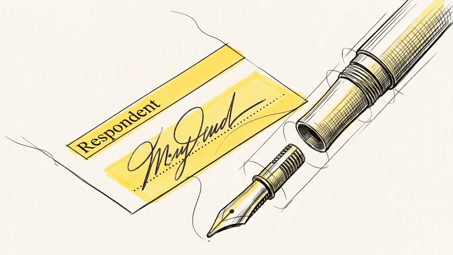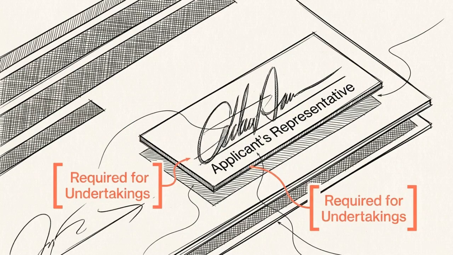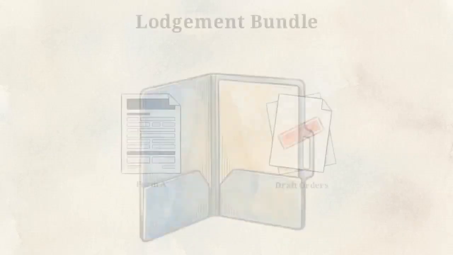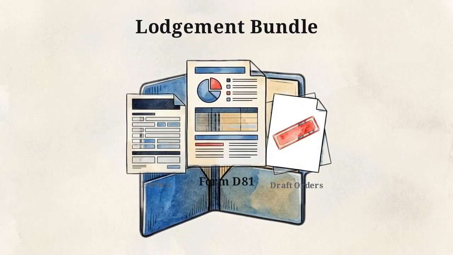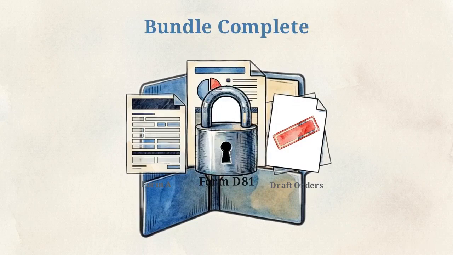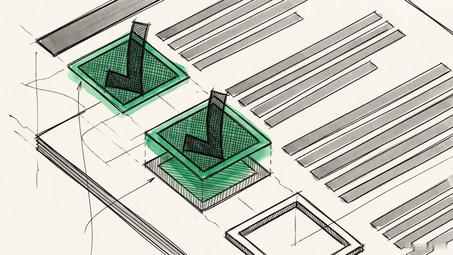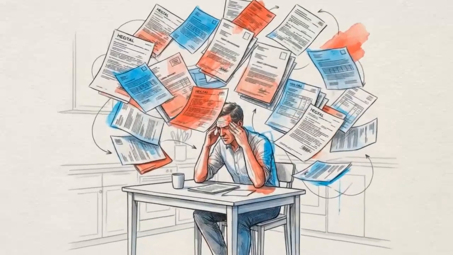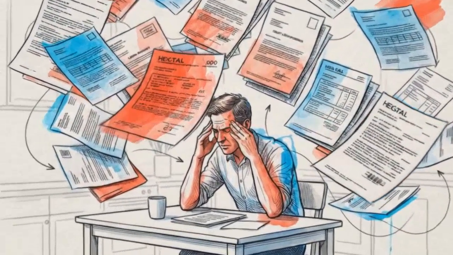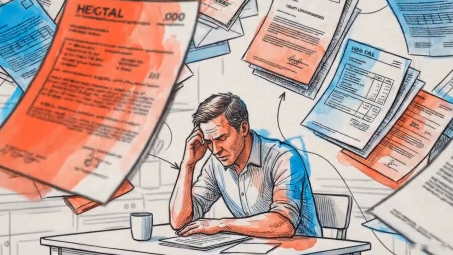Signature requirements here are critical. The respondent must sign the draft order to formally demonstrate their consent to the terms. Additionally, the applicant or their legal representatives must sign the draft order if the document includes any undertakings. The final and most essential piece of the bundle is the Form D81, the Statement of Information. This form is mandatory. It must contain a signed statement of truth from both parties and explicit confirmation that they have viewed each other's full financial disclosures.